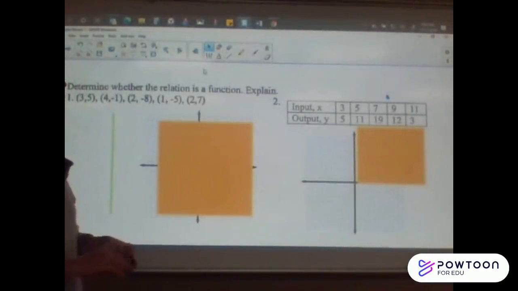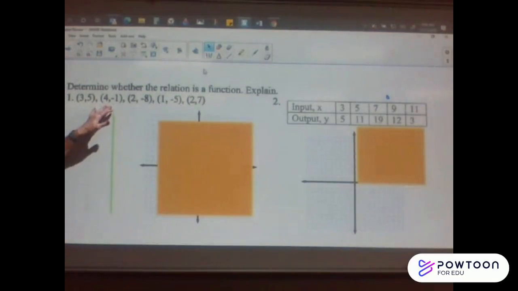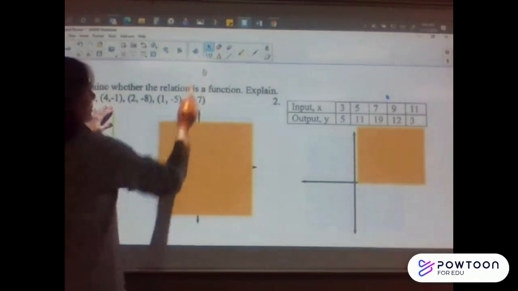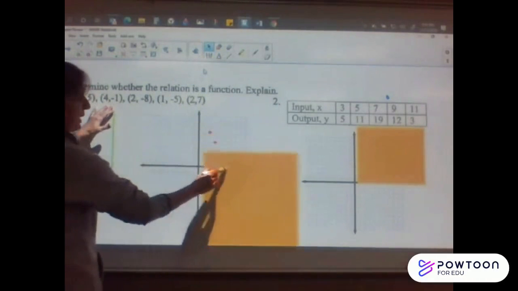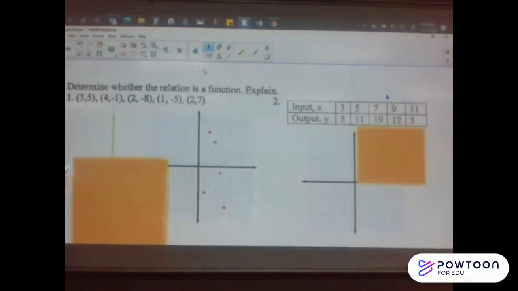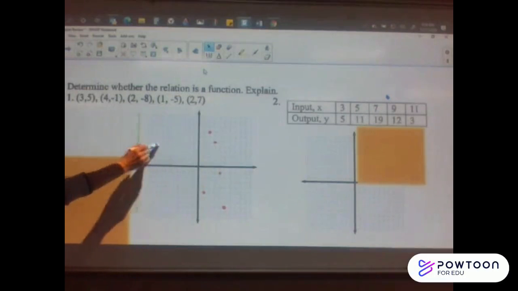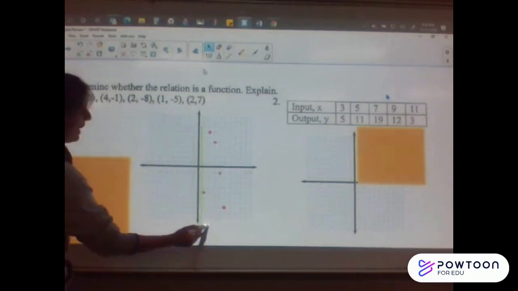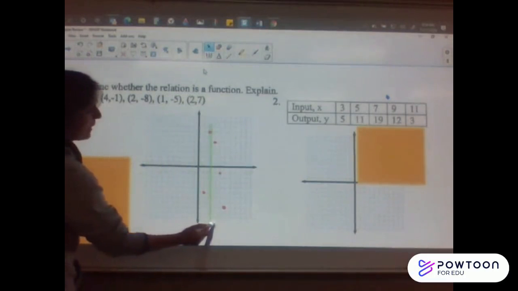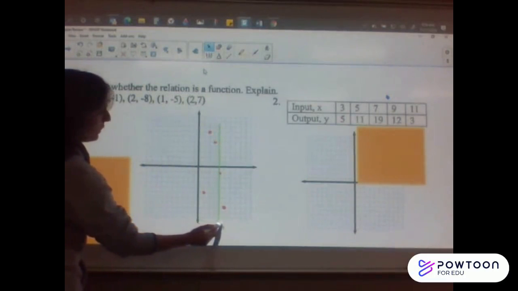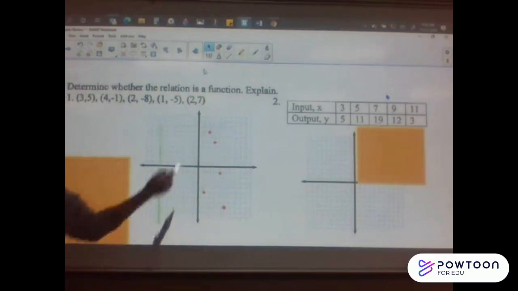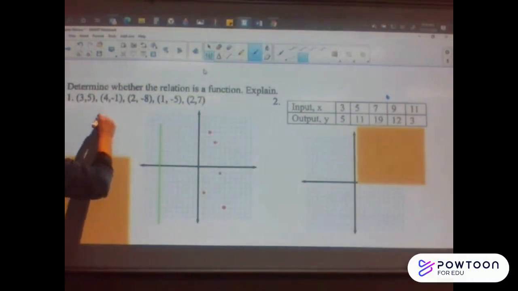Okay, to determine if a relation is a function, we have a set of ordered pairs. You can just plot the ordered pairs on a coordinate grid, and then see if those ordered pairs will pass our vertical line test. We never have more than 1 point on this vertical line at one given time. So this one is a function.